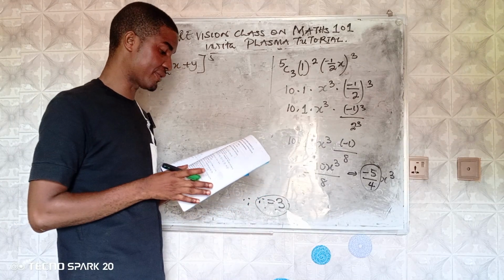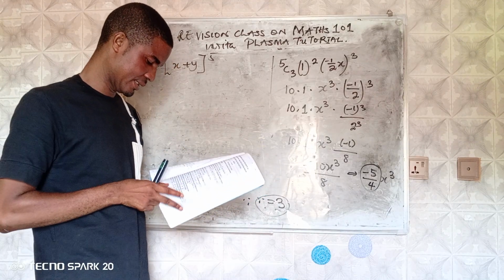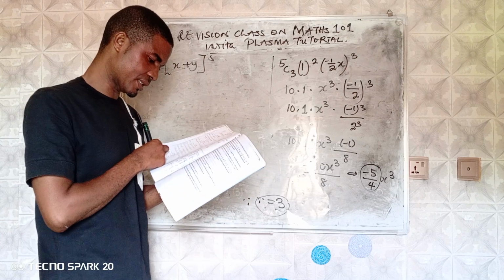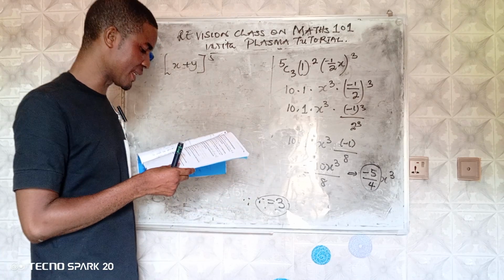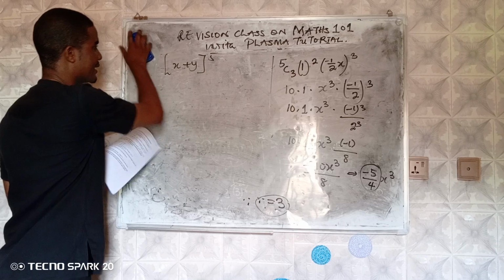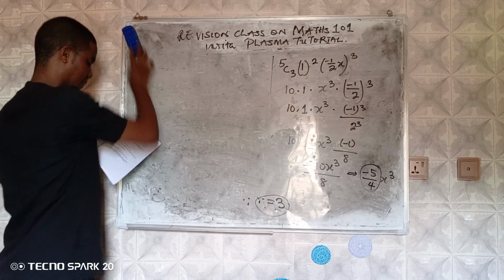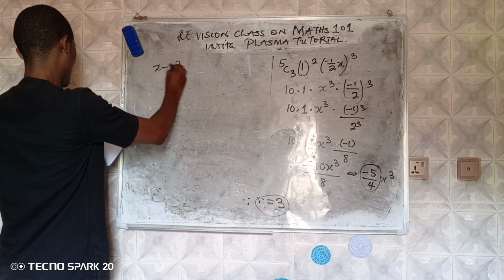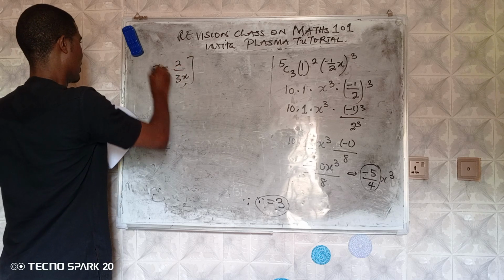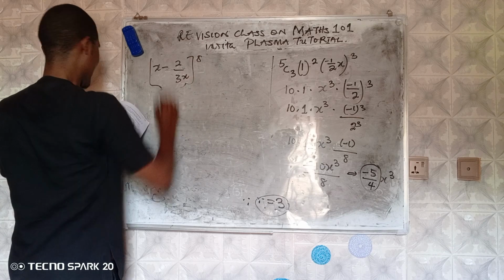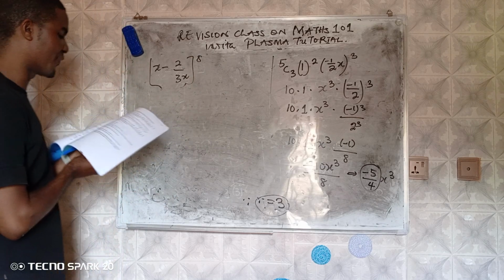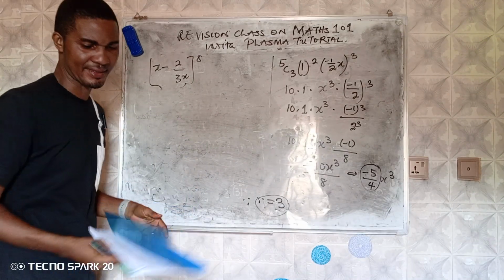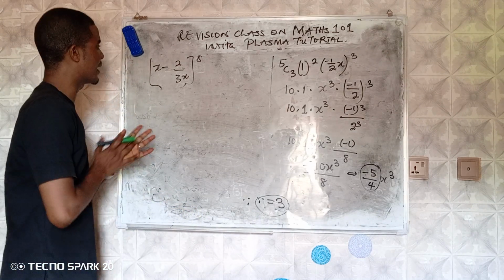Question number 27. The value of the term independent. Okay, look at this now. They gave us (x - 2/3x) all raised to power 8, and they say we should find the value of the term independent of x.